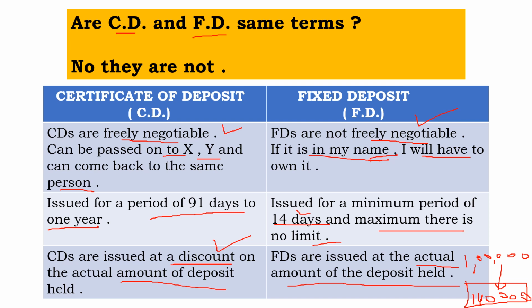But CDs are issued at a discount. Similarly, supposing you are doing it for 1 lakh rupees, you may get it for 90,000 and 10,000 will be your profit. So CDs are issued at a discount, and FDs are not issued at a discount at all. They are issued on the actual amount of deposit held. Is it clear? So FD and CD are not the same term.